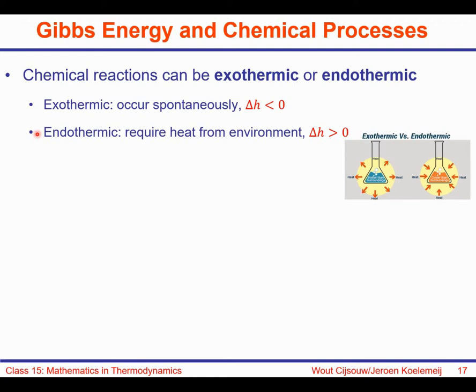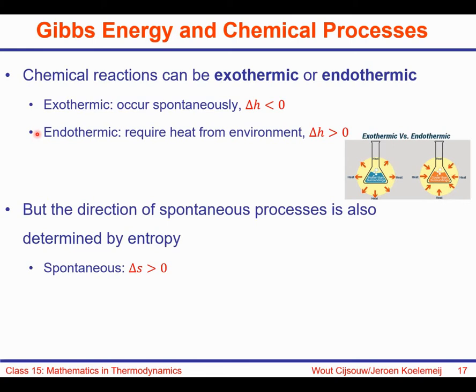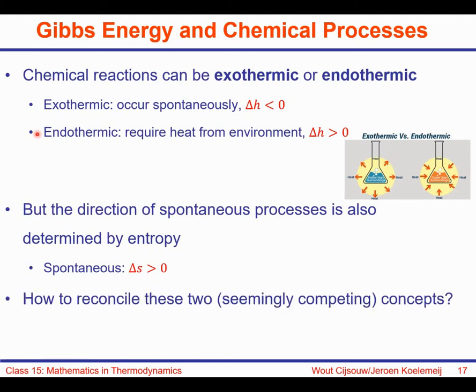So the enthalpy change seems to be kind of a predictor of whether a process can take place spontaneously or not. And this is a bit confusing because we had defined the concept of entropy as an indicator of spontaneous processes. And we know that they can be spontaneous if the entropy increases. So these two concepts seem to be at least competing. And the question is how to reconcile these two different concepts.